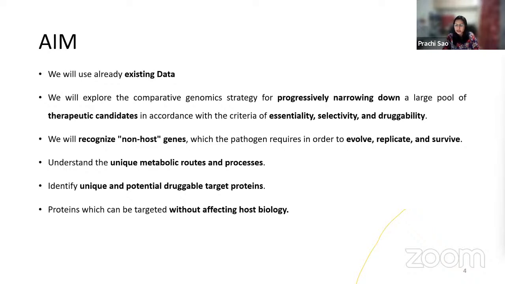Okay, so first we are going to use the existing data, and then we are going to reduce the number of targets, I mean the number of proteins which need to be studied in the wet lab. The whole intention of this computational study is to reduce the number of proteins which have to be studied in the wet lab. So it reduces the cost of the reagents, and it reduces the time. We will prioritize the drugs which have to go into the lab, and this selection will be done on the basis of the essential things the bacteria need, the selectivity, and how druggable it is.